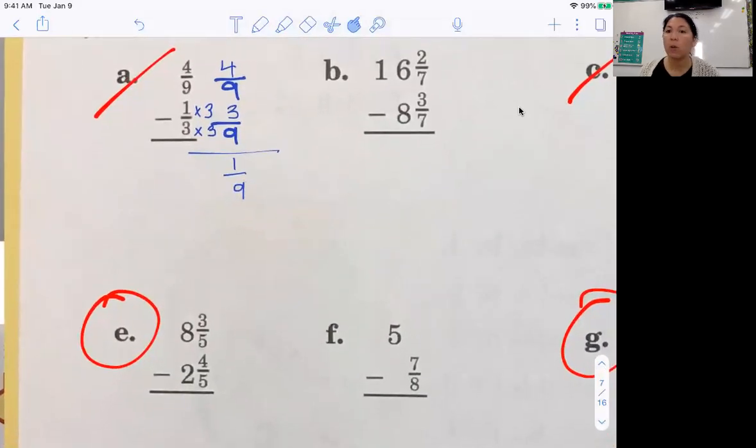All right, right now I want you to go down and do letter E by yourself. 8 3/5 minus 2 4/5. It's a little bit easier than the one we did right now. Go ahead and do that now. Oh, Miss Roach was looking at it wrong. It actually is a little bit trickier. So go slow on this one and take your time.